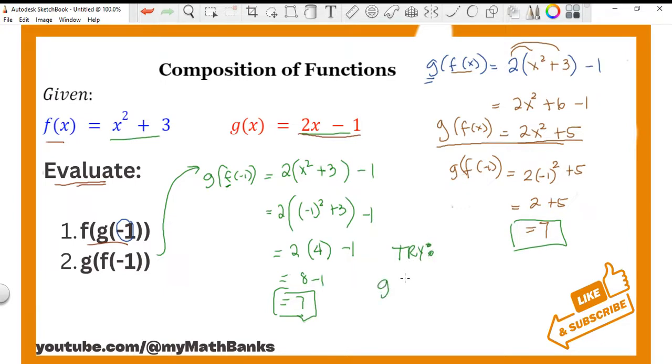All right, g of f of 2. Okay, evaluate that expression. Evaluate that function. See you then.